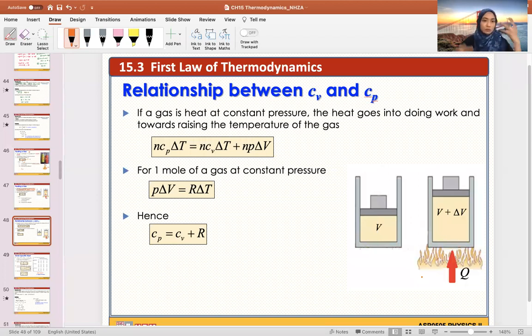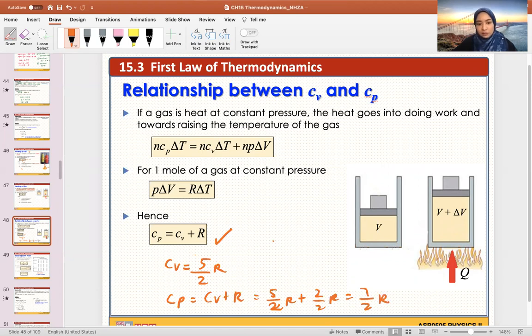Okay, so we have seen CP and CV. So this relationship is true. Let's go for diatomic, where CV is 5/2R. So CP is CV plus R: 5/2R plus 2/2R gives me 7/2R for diatomic, which is correct. So CP is equal to CV plus R. That's the relationship. When do you need to use it? When you have constant volume or constant pressure and you need to find Q.